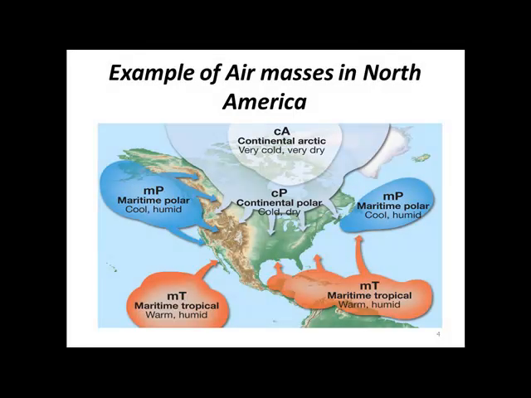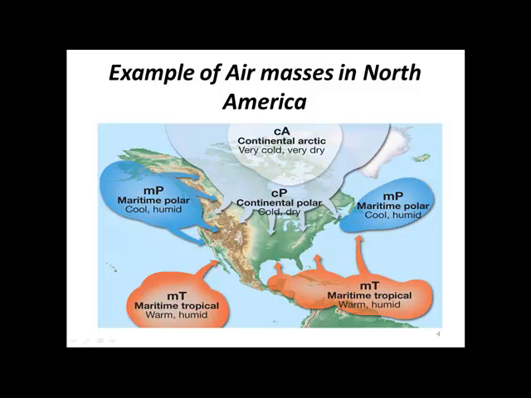Here are examples of air masses in North America. You can see how they distinguish between MP and MT in the top left over here. The maritime polar air mass is coming not from the northern direction as much as from the poles, and it's coming over the ocean, so it's called maritime. So it's going to bring cool, humid air in.